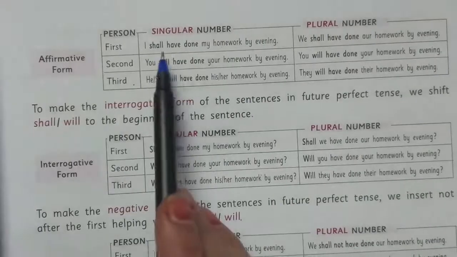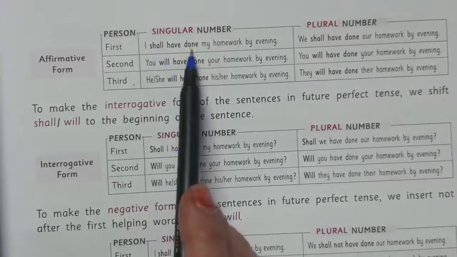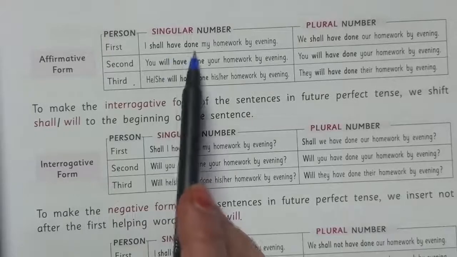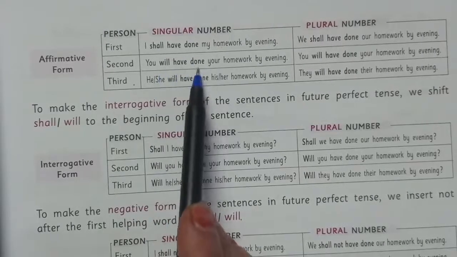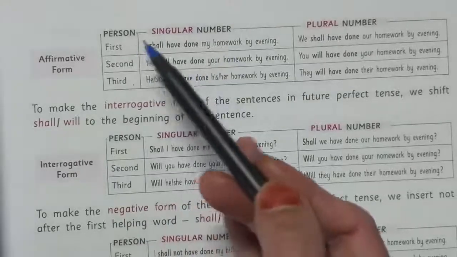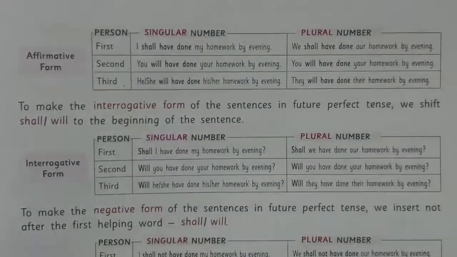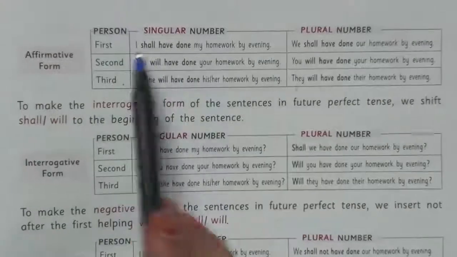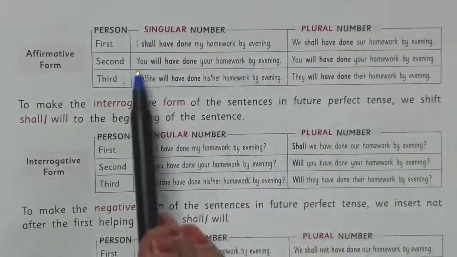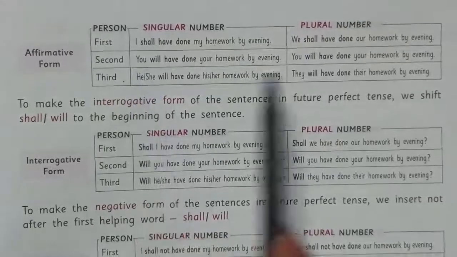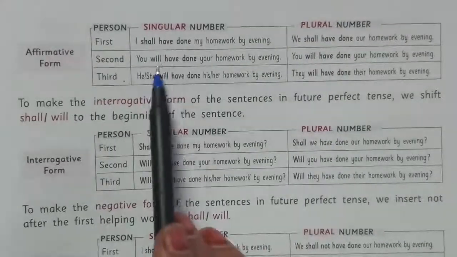If you are going to see, we are using the verb shall have and the third form of the verb, and here will have and the third form of the verb. So observe these sentences. With I and we we are using shall have, and with you, he or she, and they, we are using will have.